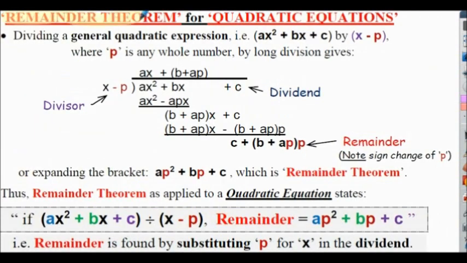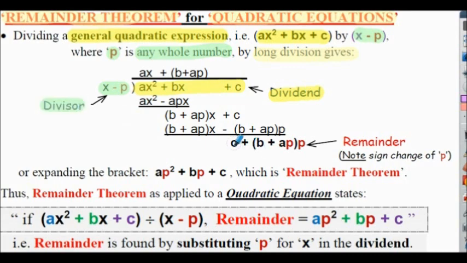So let's consider remainder theorem for a quadratic equation. So given a general quadratic expression, of the form ax squared plus bx plus c, which we're going to divide by the linear expression x minus p here, where p is any whole number, then by the process of long division, i.e. polynomial division shown here, here's the ax squared plus bx plus c expression, that's actually our dividend. Here's our x minus p linear expression, that's our divisor.